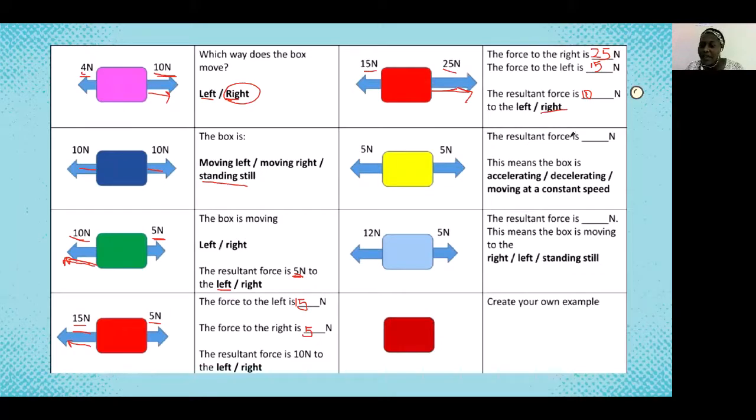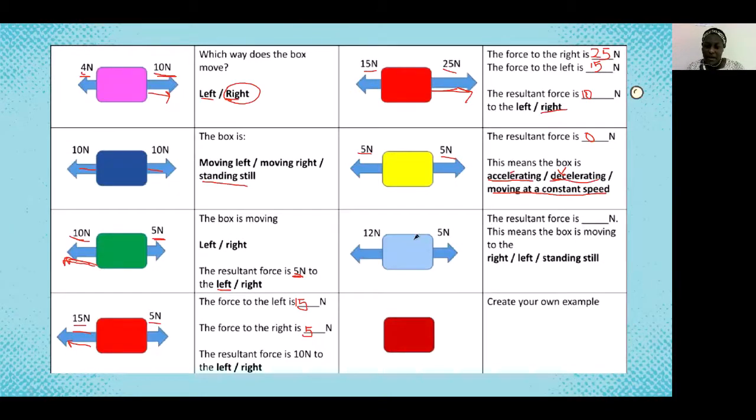And then the resultant force here is 0. This means the box is accelerating. No. Accelerating is like moving at a high speed, and decelerating is like moving at a low speed. So this box is neither moving at a high speed nor at a low speed. So the box is moving at a constant speed because the force to the right and left is equal. Okay?